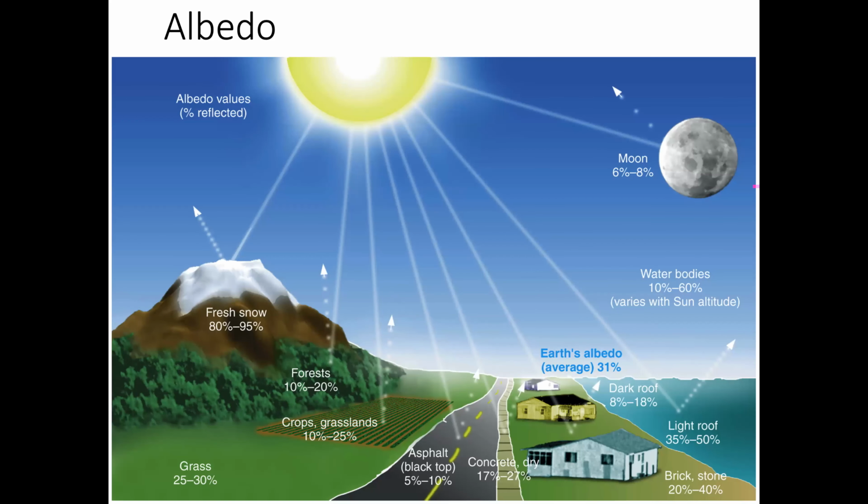Here are some examples of common substances and their albedo. Asphalt, for example, has an albedo of 5 to 10% and therefore absorbs much of the sun's radiation. Crops and forests have an albedo of 10 to 25%. The Earth's average albedo is 31%. Fresh snow, on the other hand, has an albedo of 80 to 90%, but it can get darker.